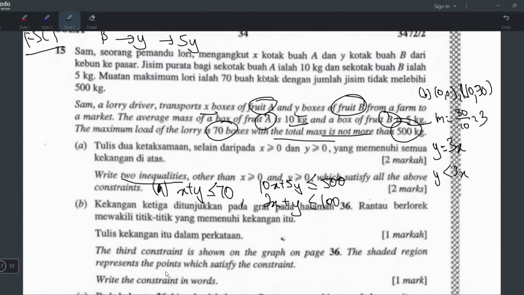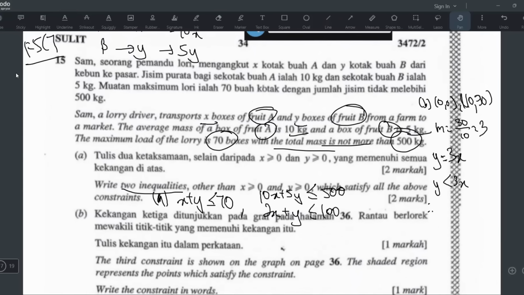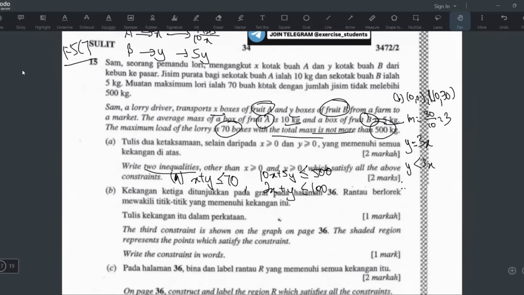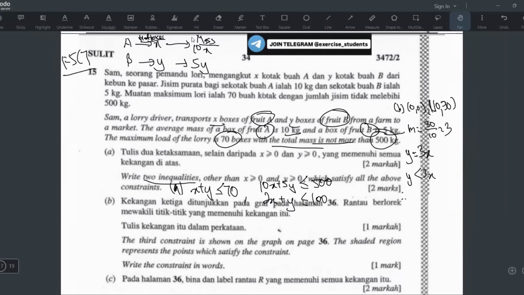Dia nak awak tulis in words. In English words, or Malay also can lah. So, how to convert this to words? y is the number of box B, right? So, kita kena convert balik jadi ayat. Ya, tulis dalam perkataan. Alright, so y is the number of box B. So, how do you write that? So, we have to write in words.